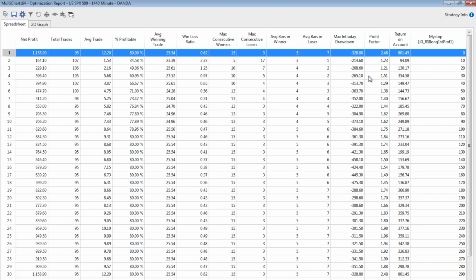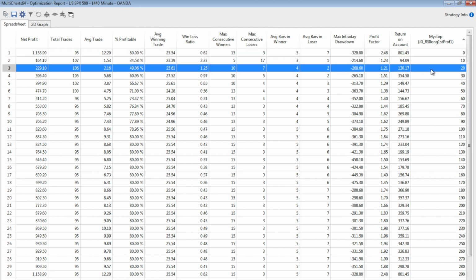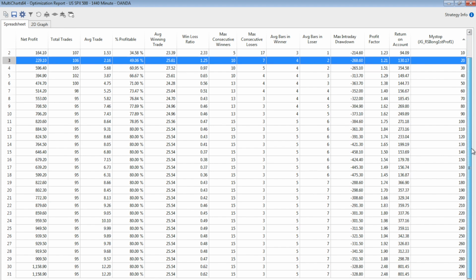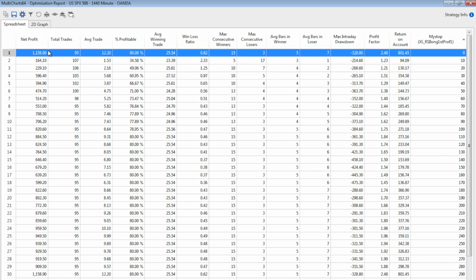So let's have a look at the results of the optimization using a fixed tick or dollar stop loss. And here's the results. You can see in this right hand column, this is the stop loss value, and these are in ticks, so 10 ticks, 20 ticks, etc. I've gone all the way through to 300 ticks, and we can see that using no stop loss, we've got this net profit of 11.58. We've already seen this, and an average trade of 12.2 ticks.